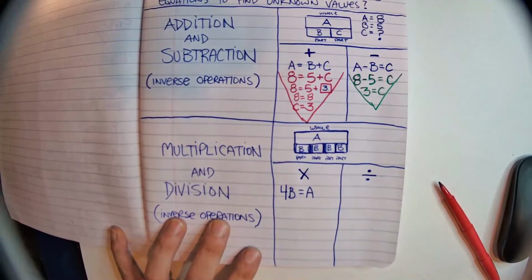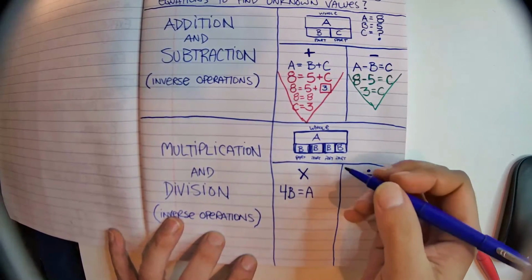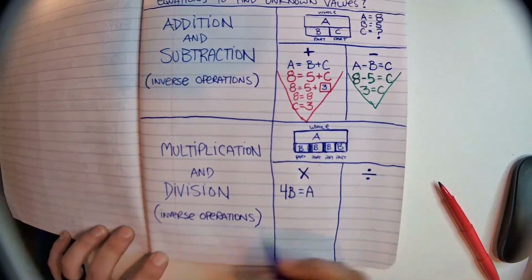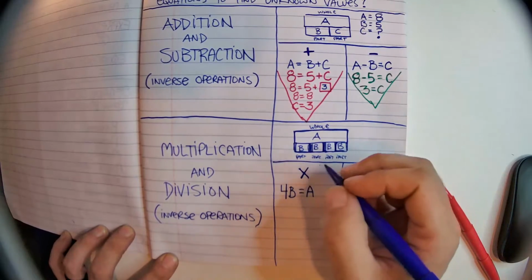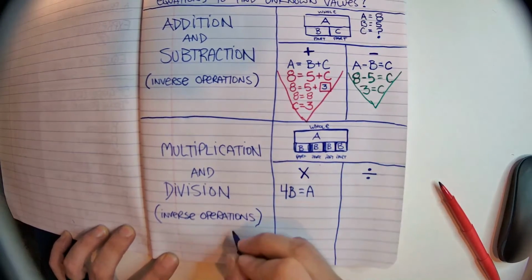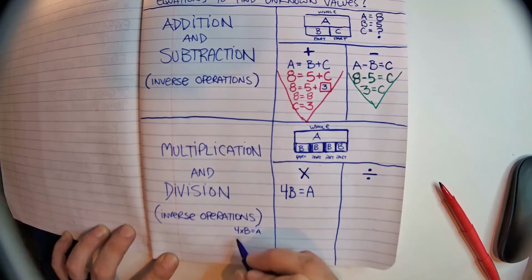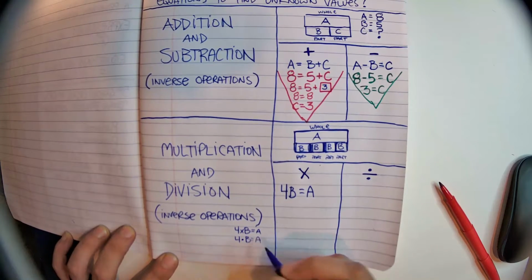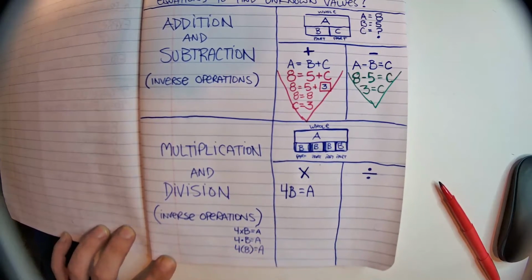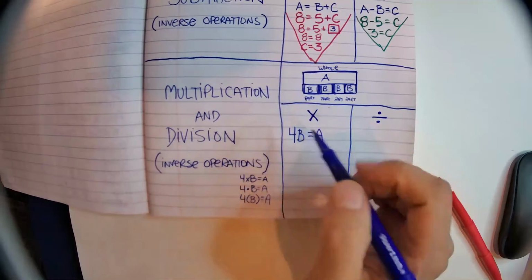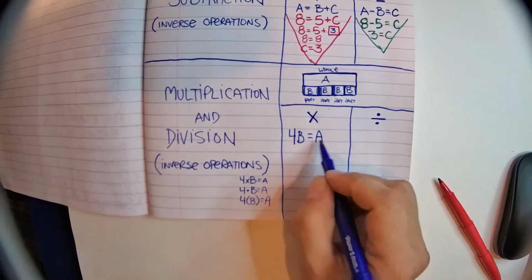All right. Remember, 4 times B can look like a lot of things. I'm trying to find a place to put this without it looking all clustered. So 4 times B can equal A, right? That's one way to look at it. We could do 4 with the dot, which could also mean 4 times B equals A. You could have 4 and then in parentheses B. So remember, this equation might look like a bunch of different things, but all of these mean 4 groups of B is equal to A.